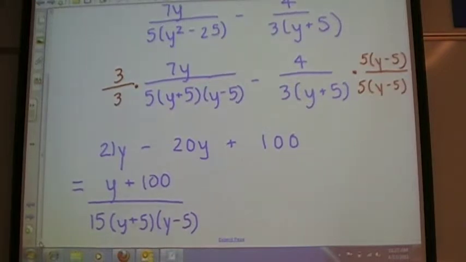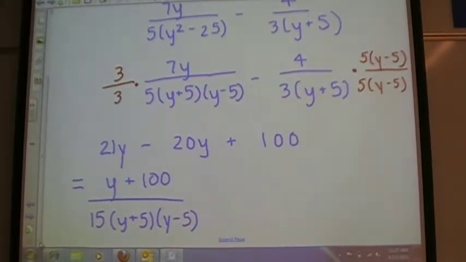Did you multiply the 3 by the first fraction because you were trying to get 15? I needed 15, correct. Okay, can I change that? Go ahead.